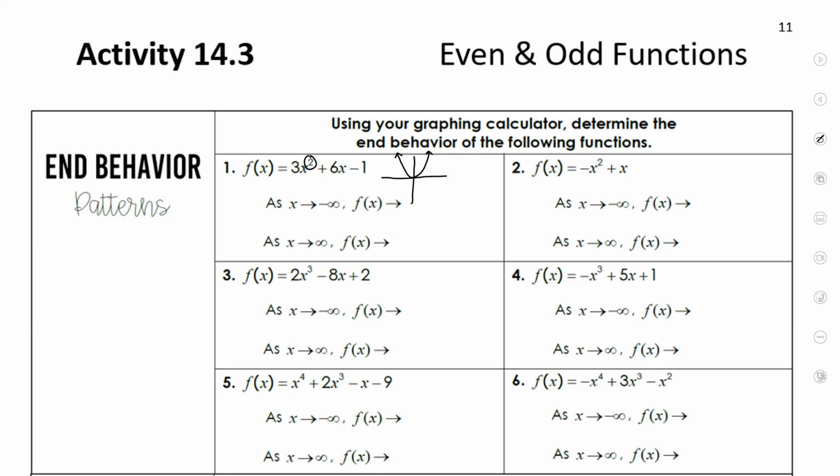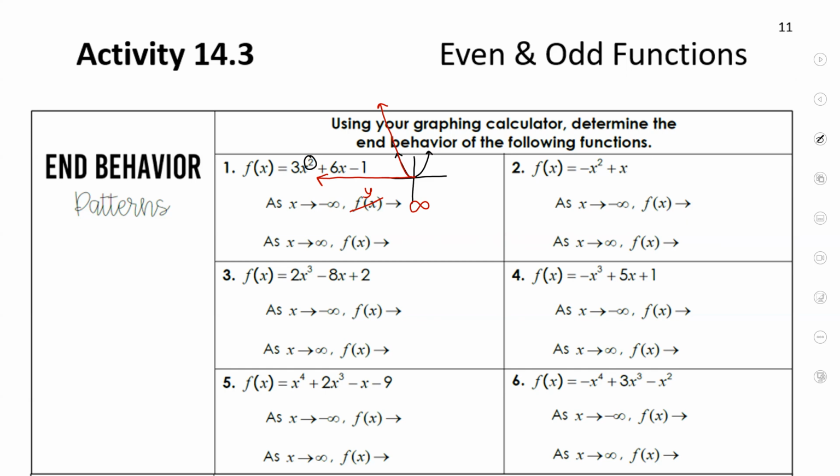As the x values go towards negative infinity. So guys, as we go this way on the x-axis towards negative infinity, what's happening to the graph? It's going up to infinity. So f of x goes to infinity. Remember, when you see f of x, you can think of this as y. Okay? It's going up. The y values are going up.